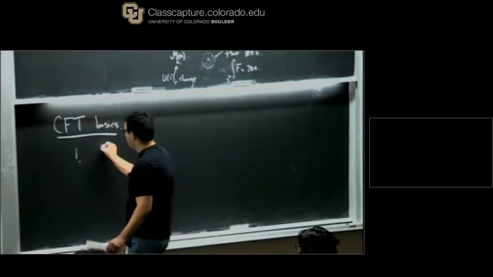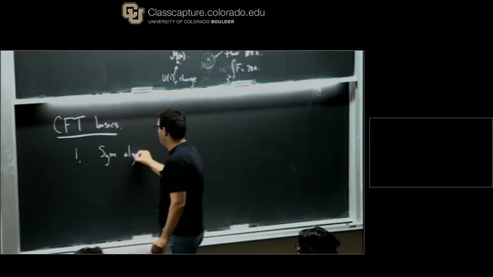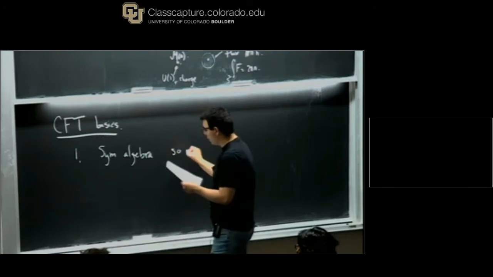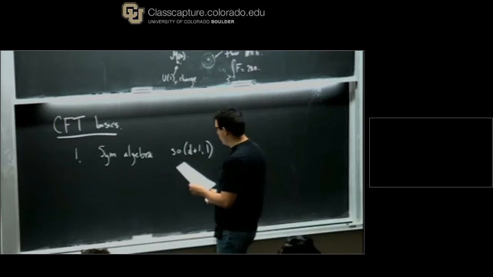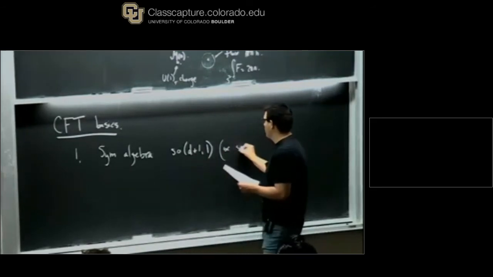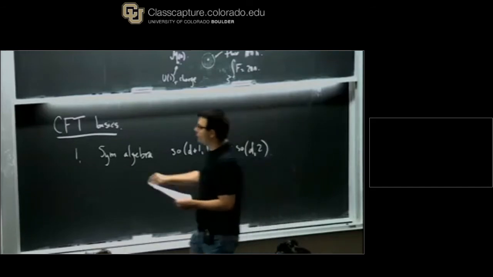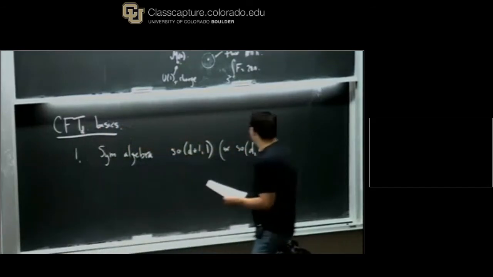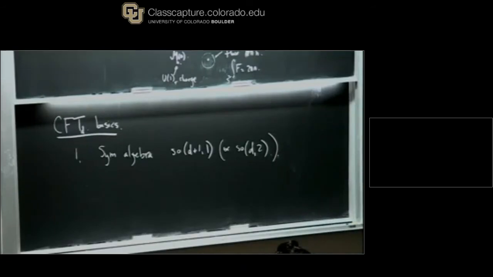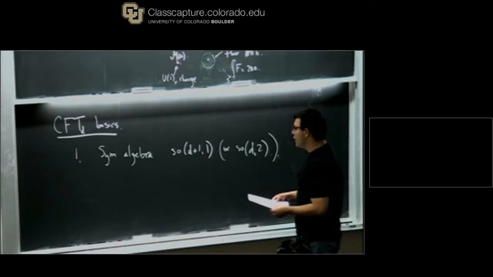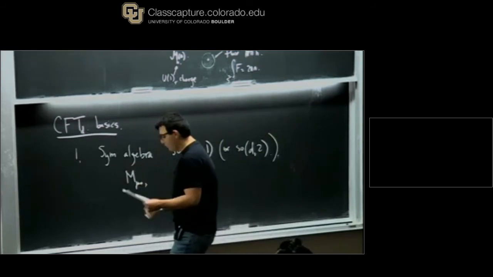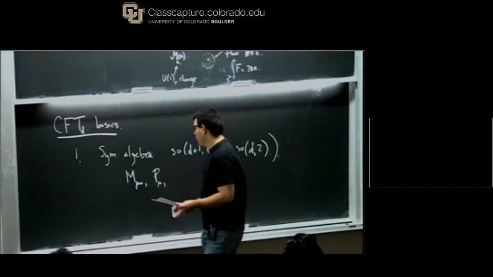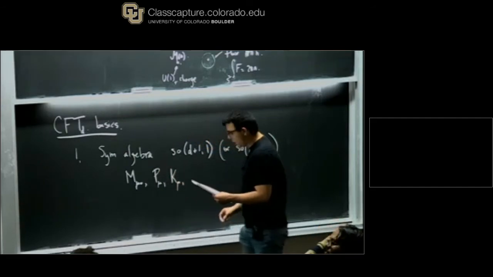So the first one is that the symmetry algebra is SO(D+1,1) in Euclidean signature, or SO(D,2). This is for a CFT in D dimensions. Let's just focus on Euclidean for now. The generators of this algebra are rotation generators, translation generators, special conformal generators, and dilatation.